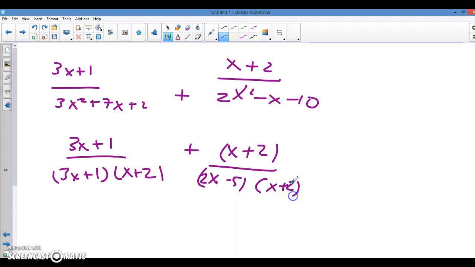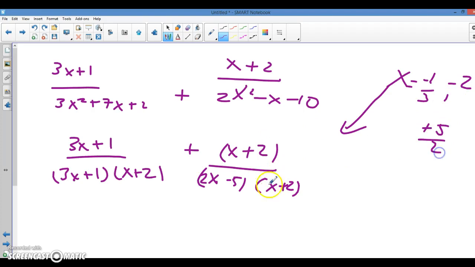Okay, before you start crossing things out or dealing with stuff, state your restrictions. So look over here, look at your restrictions. So x cannot be, change the sign, negative 1 over 3. Okay, so change the sign, divide by 3. X cannot be negative 2. X cannot be plus 5 over 2. X cannot be negative 2, which I already have. Okay, so those are our restrictions. Don't write it again. That's just being redundant.